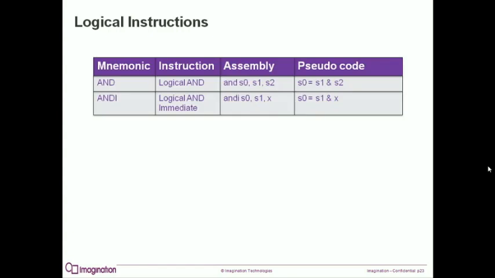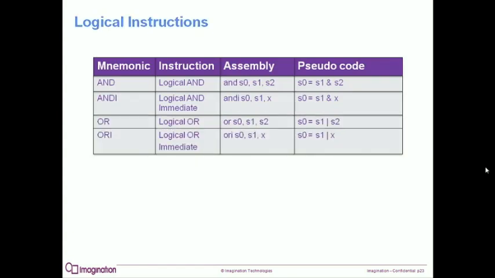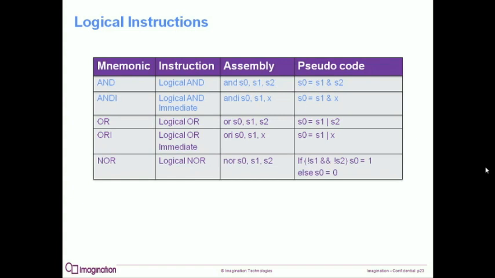Now I'll cover the logical instructions. AND operation compares each bit of two input registers. If both bits are 1, then the corresponding bit in the destination register will be set to 1, otherwise it will be set to 0. OR operation compares each bit in two input registers. If both bits are 0, then the corresponding bit in the destination register will be set to 0, otherwise it will be set to 1.